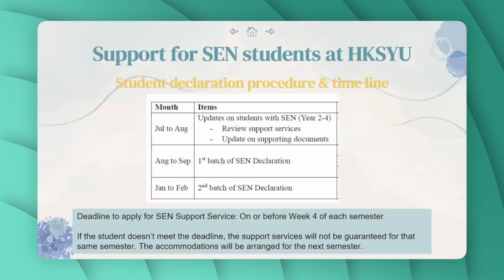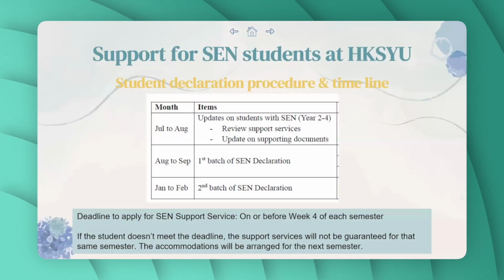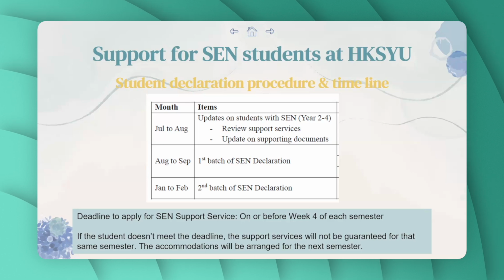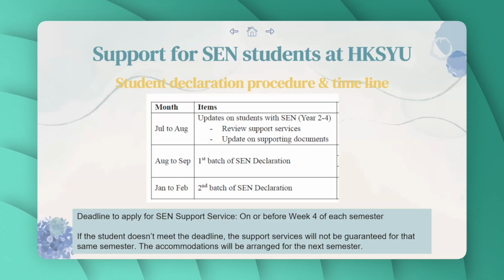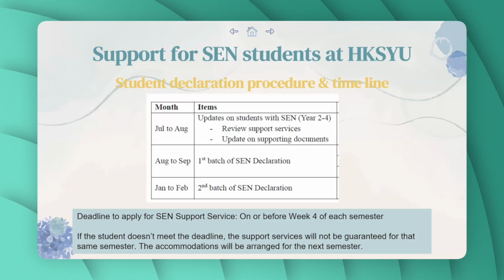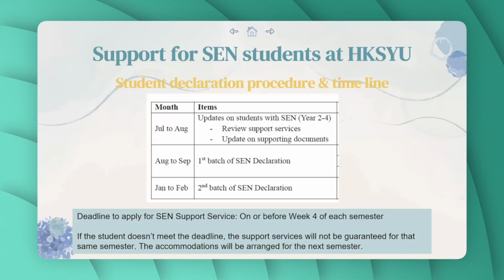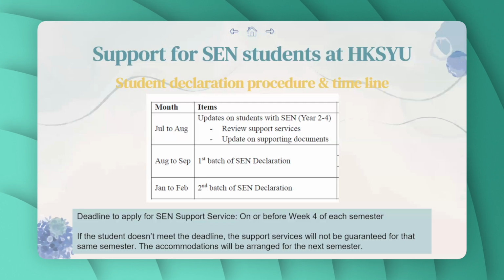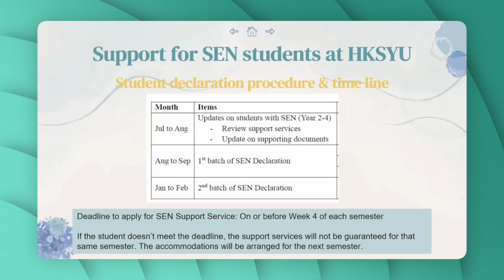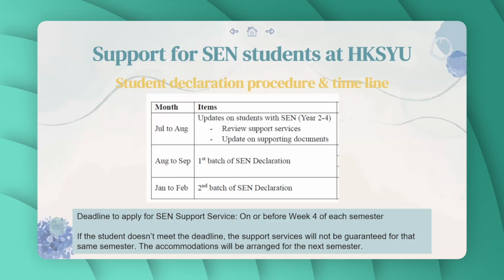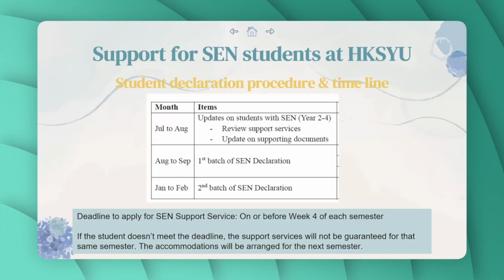So I mentioned before they are more proactive to seek help if they're SEN students, but we do reach out to them. This is the timeline of how we reach out to the students. We allow them a period to declare their SEN status and the support they need from us. So for existing students, which is year 2 to year 4, we will review their support required, and I will send an email to them to ask them to update their medical support documents. Sometimes things change, sometimes they don't. Sometimes they have an extra diagnosis. This usually happens in the summer holiday, during July to August.